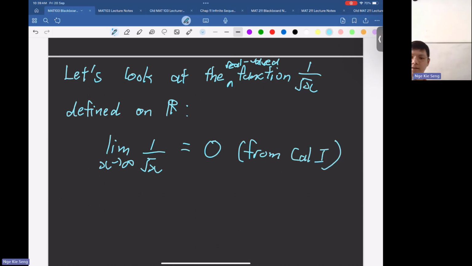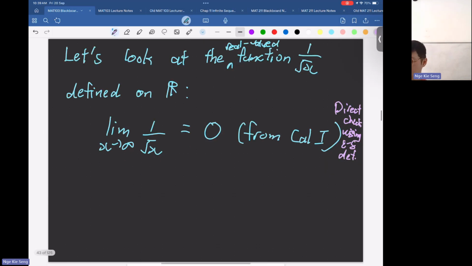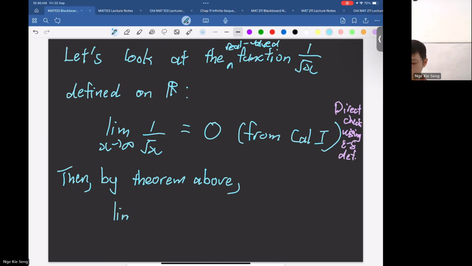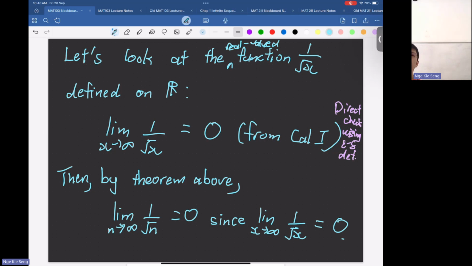Okay, you can use epsilon delta to show it. Otherwise, I just assume you know from calculus 1. Okay, then what? Then by the theorem above, we know that the limit of the sequence 1 over square root n equals 0, since the real value function counterpart has limit equal to 0 as well. Does it make sense? So we turn a limit of a sequence problem into a limit of a real value function, which you know how to compute from calculus. Does it make sense?